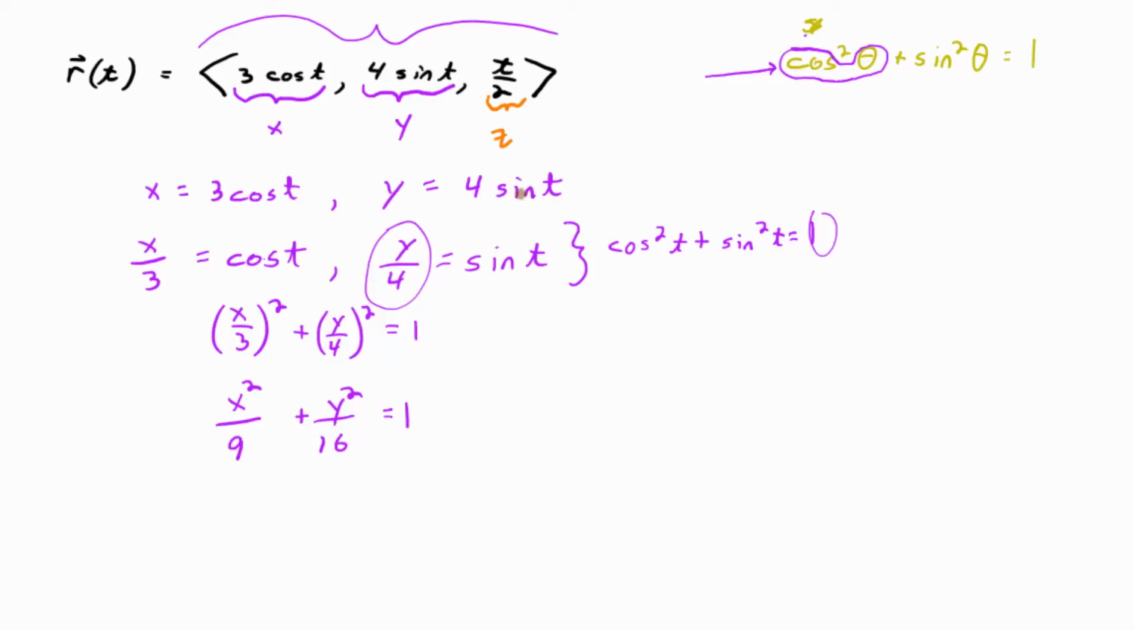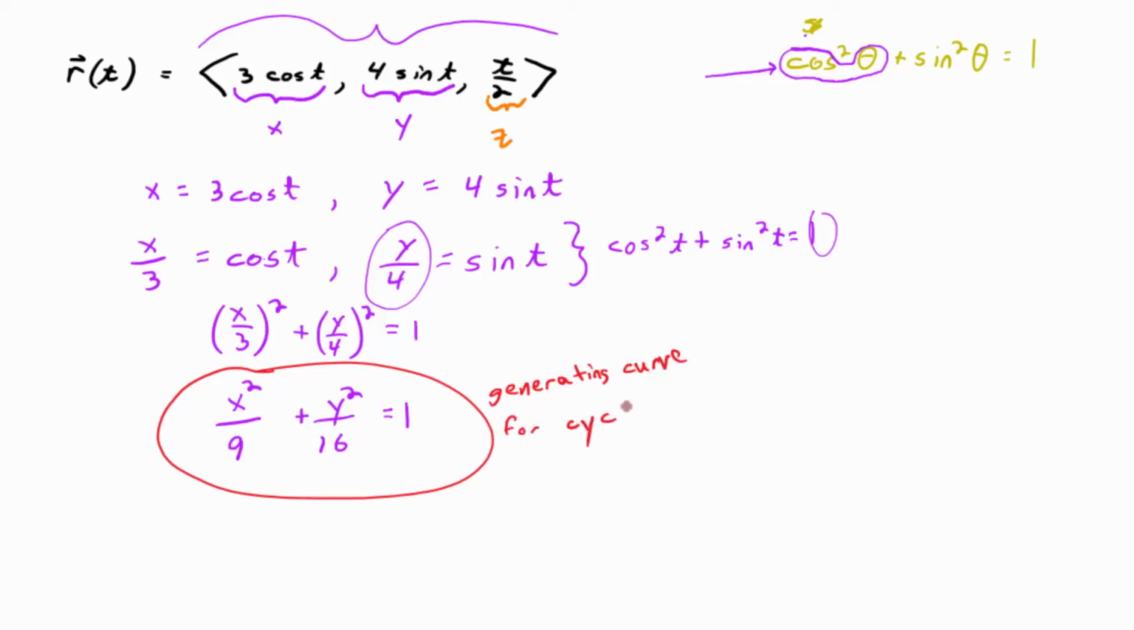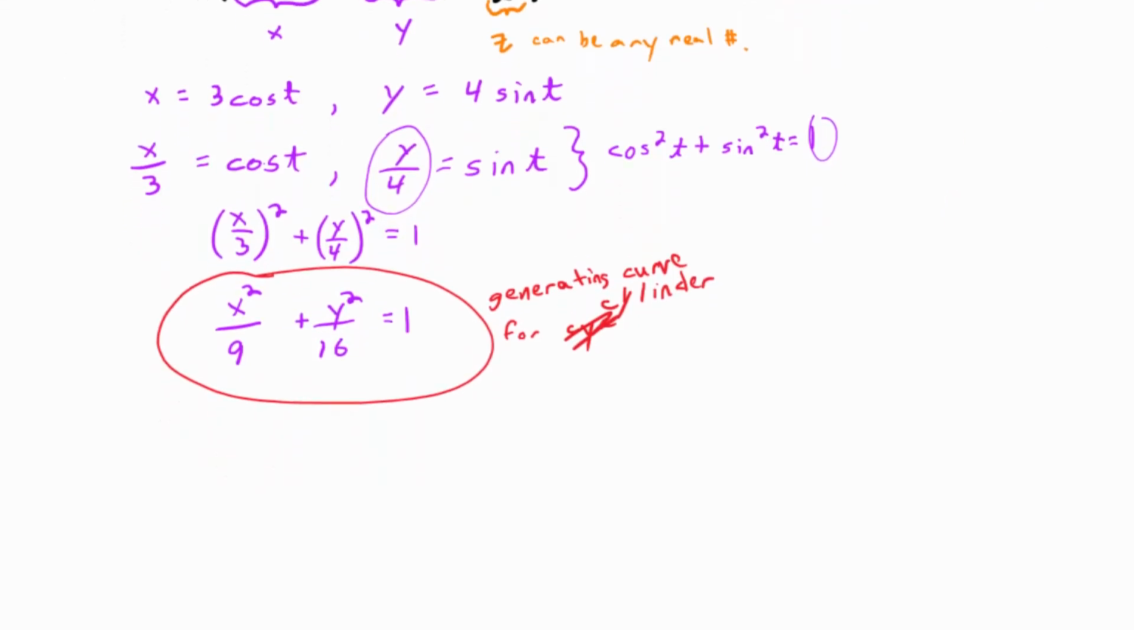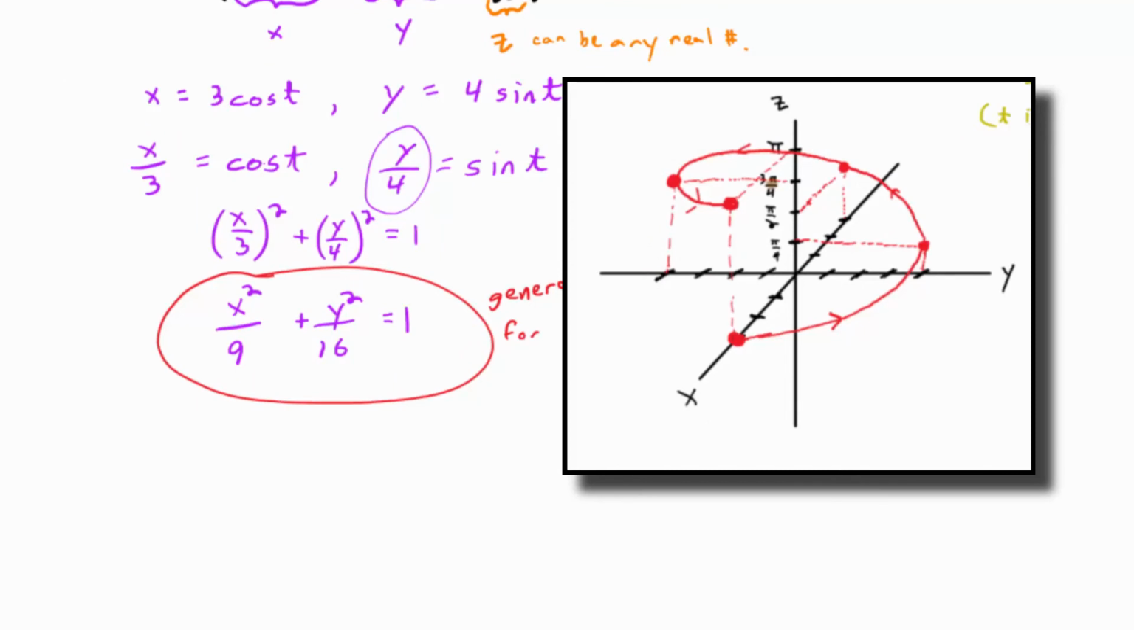So the way you would think about this, you would think about this curve as your generating curve for your cylinder. Since z can range between all real numbers, z can be any real number. Think of translating that generating ellipse up and down parallel with the z-axis. You've created an elliptic cylinder, right? So that's what I mean when I say this curve right here must lie on that elliptic cylinder.